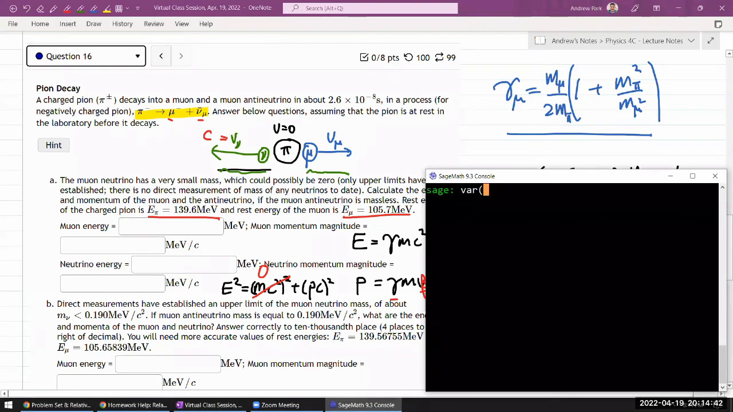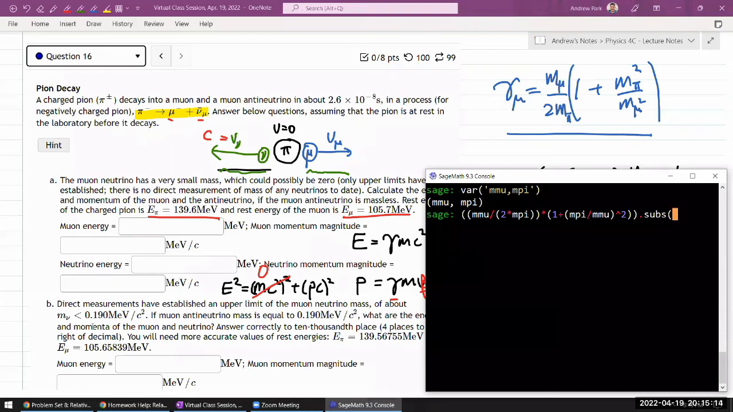Let me do it this way. I'm going to declare my variables, mass of the muon, mass of the pion. Those are all my variables. The expression I have is mass of the muon divided by 2 times mass of the pion, that thing times 1 plus mass of the pion divided by mass of the muon squared. So this is an expression, and I can substitute in the values that they've given me. I'm plugging in technically the rest energy, but the c's will cancel out anyway, so that's why I'm not bothering with the c. So mass of the pion is equal to 139.6 in mega electron volt units. Mass of the muon is 105.7 in mega electron volt units.